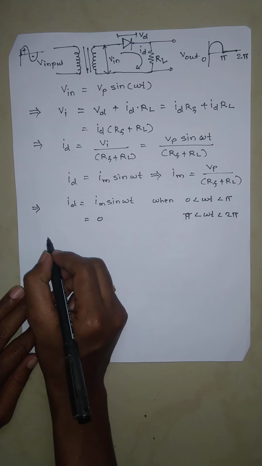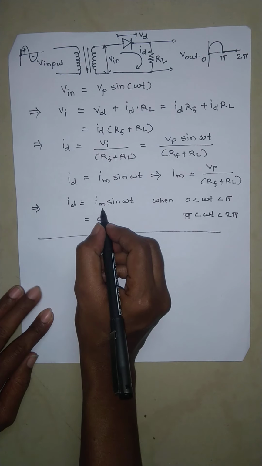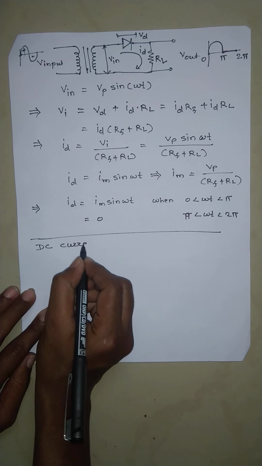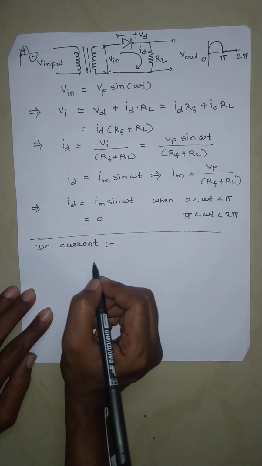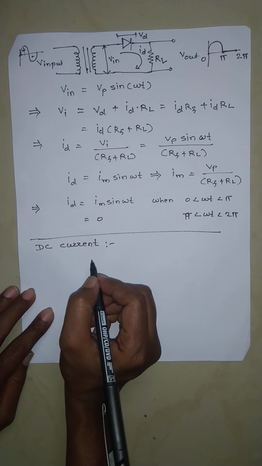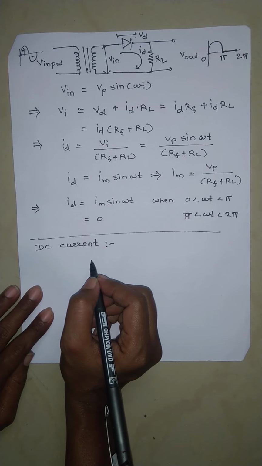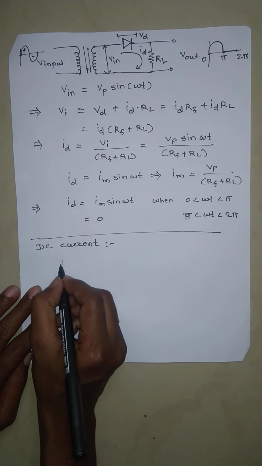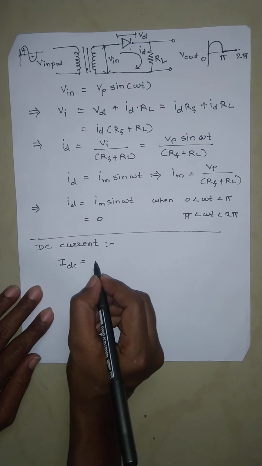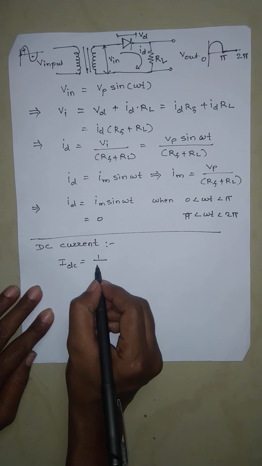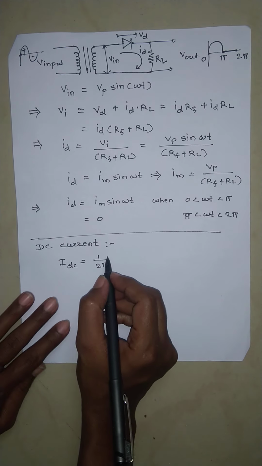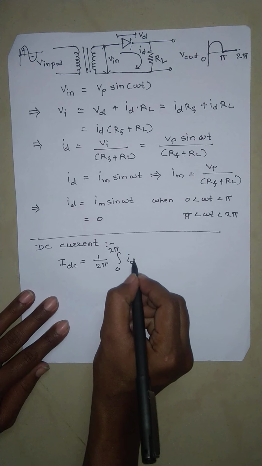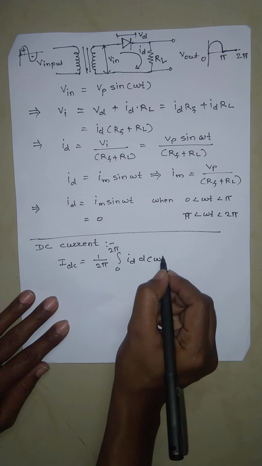So once we have obtained the expression for Im, let us now obtain the expression for DC current. As I have said, the DC current is nothing but the average current flowing through the circuit at the time of rectification. And how can we calculate this DC current? IDC is equal to the average over one cycle, that is 1 upon 2 pi, integration from 0 to 2 pi Id integration with respect to omega t.